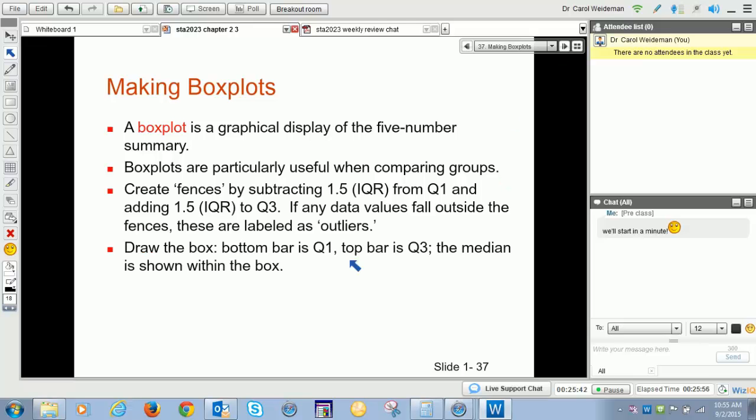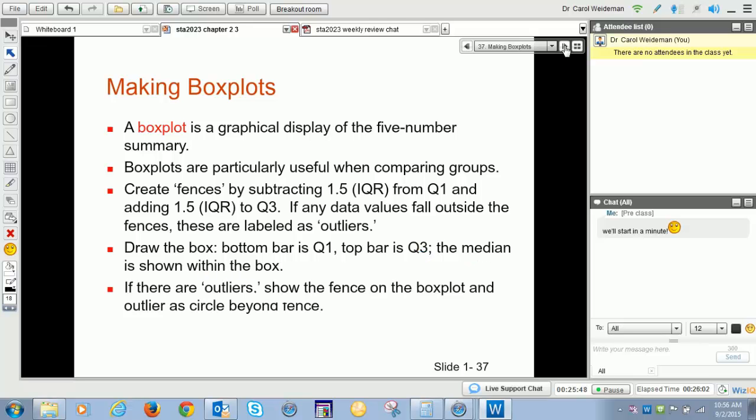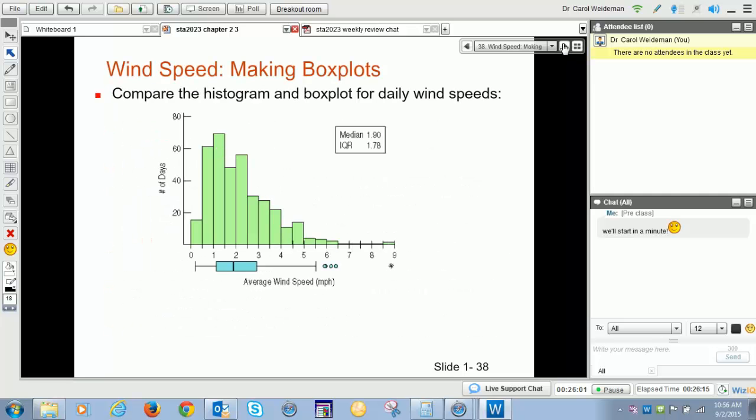Draw the box. The bottom bar is Q1, top bar is Q3. The median is shown within the box as a line. And then if there's outliers, you're going to show the fence on the box plot and the outlier as a circle beyond the fence. If there are no outliers, then the whisker is going to go out to the min and or the max. So here's an example from your book.